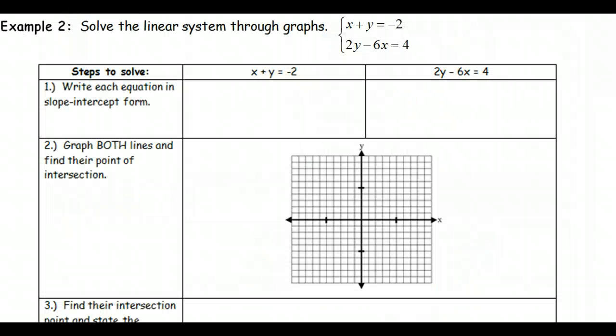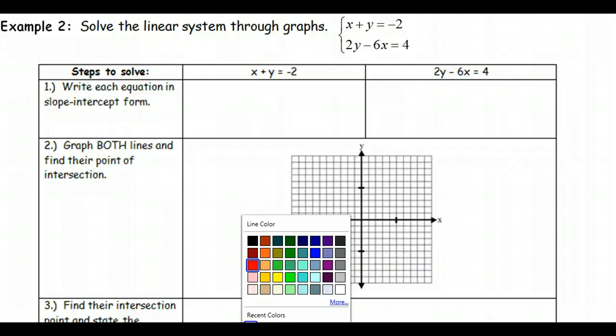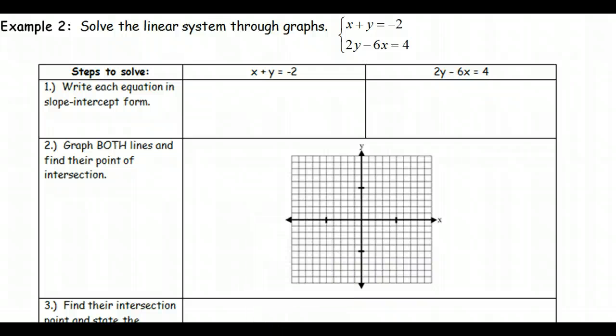Let's take a look at the second example. We're going to solve this system. Now, in step 1, we said you have to make sure both equations are written in slope-intercept form. In example 1, they were, but in this example, they're not. So the first thing that we need to do is rewrite these equations in slope-intercept form.